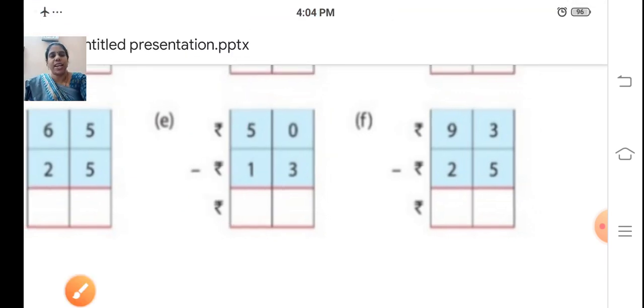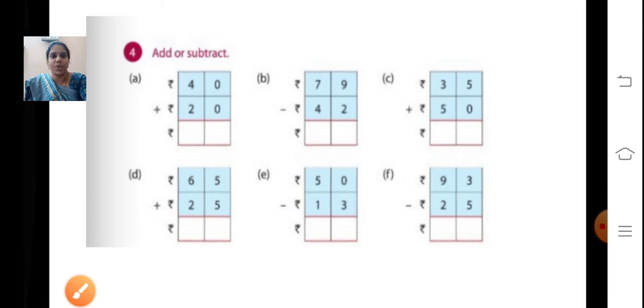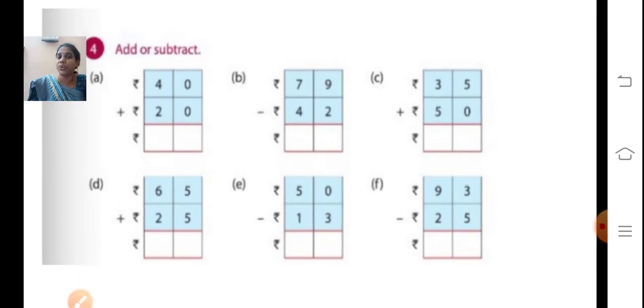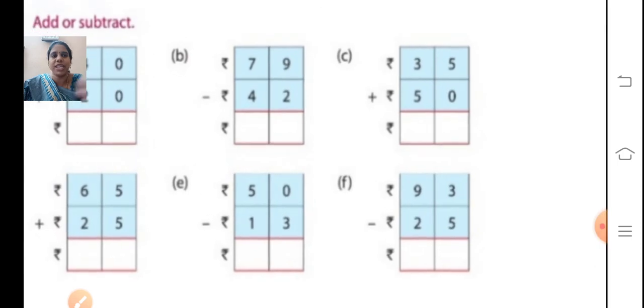So you will do the addition and subtraction, isn't it? How to do that? Write one below the other, then do normal addition or subtraction. Everything you're going to do in your book itself. No need to copy. Only those two sums you're going to copy in your notebook. The remaining you just do in your book itself. Okay, children?